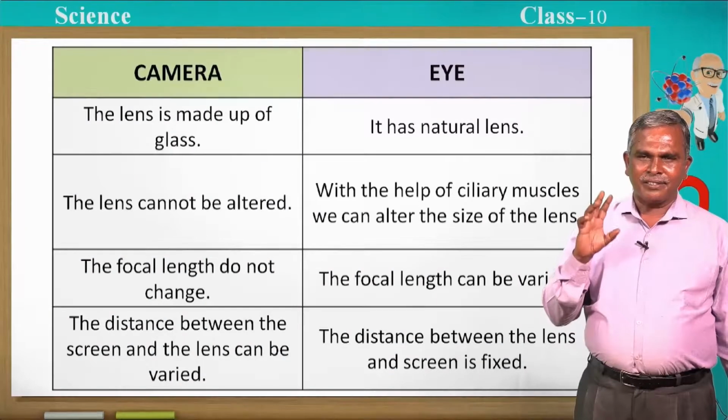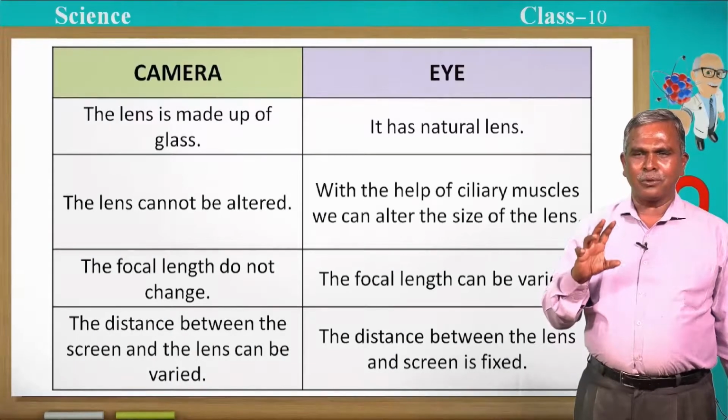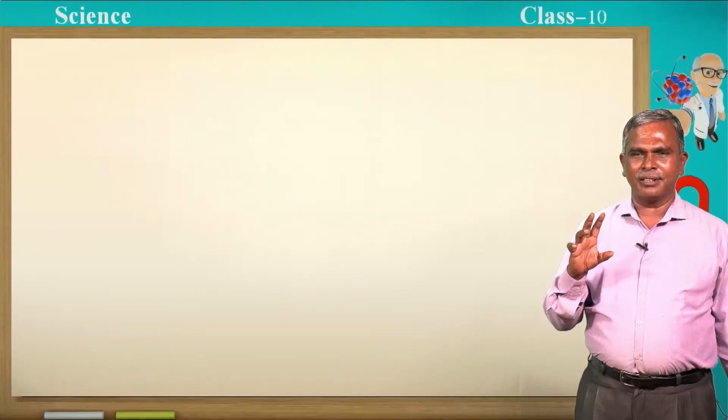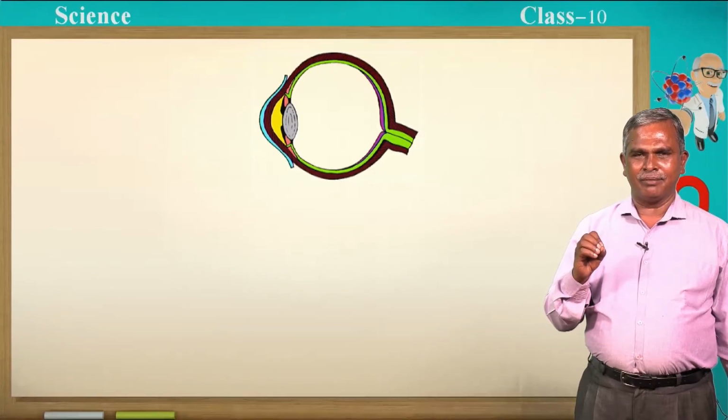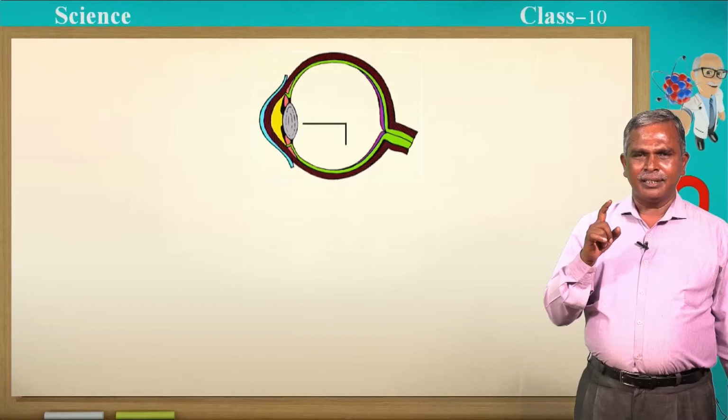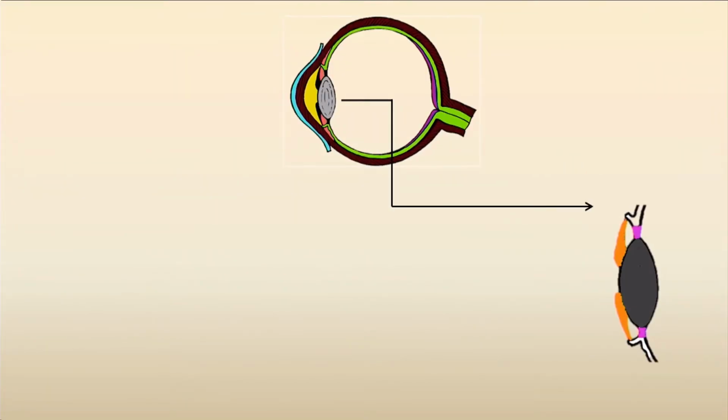After knowing the differences between the human eye and the photographic camera, let us proceed further to have a few more points clear in our mind. From this human eye, now I am going to take the eye lens separately. The eye lens is bounded by ciliary muscles on either edge. You know what the function of the ciliary muscles is? They contract and relax to increase or decrease the curvature, to increase or decrease the focal length.